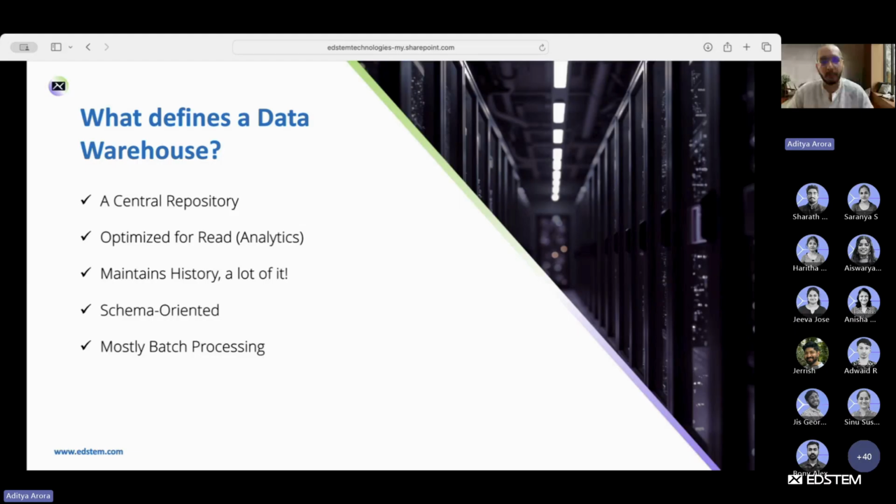So that's what defines a data warehouse. Now I'm going to take a pause if you guys have any questions. If not, just give me a thumbs up. If I see 5, 7 thumbs up, then we move ahead. So if you guys have any questions, just let me know. I can unmute you. Okay, maybe 5, 7 seconds more, then we move.